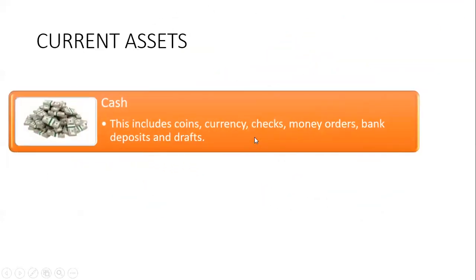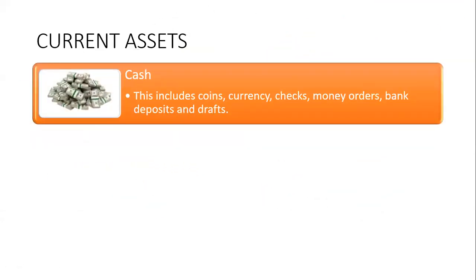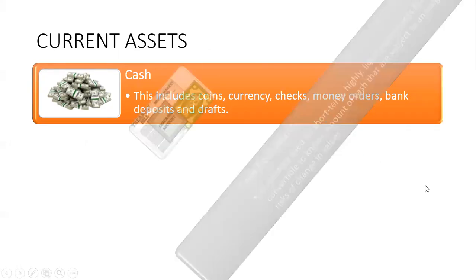Current assets. So the first one is cash. So cash, this includes coins, currencies, checks, money order, bank deposits, and drafts. So this includes cash, part ng current assets. So all coins, currencies, even check, no? Money orders, and even your bank deposits can be considered as cash.